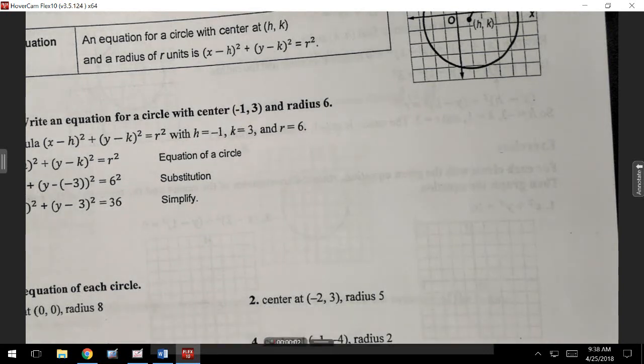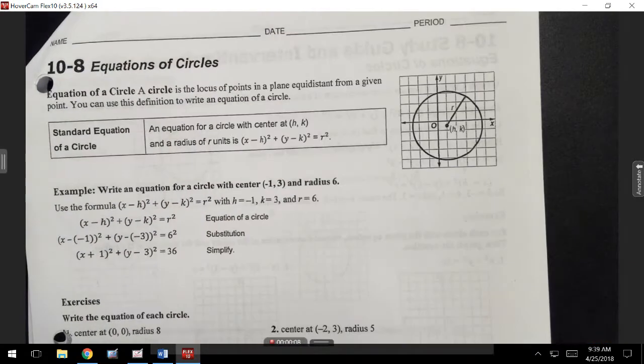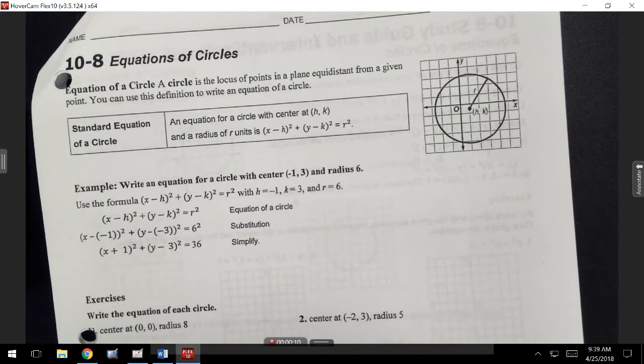All right, we are doing lesson 10.8 today, and I love this lesson. Here's why. You are going to use this lesson for the rest of your high school career. Pre-cal, calculus, algebra 2 trig. Wherever you go, you're going to see this. So it's super important that you grasp the whole concept.